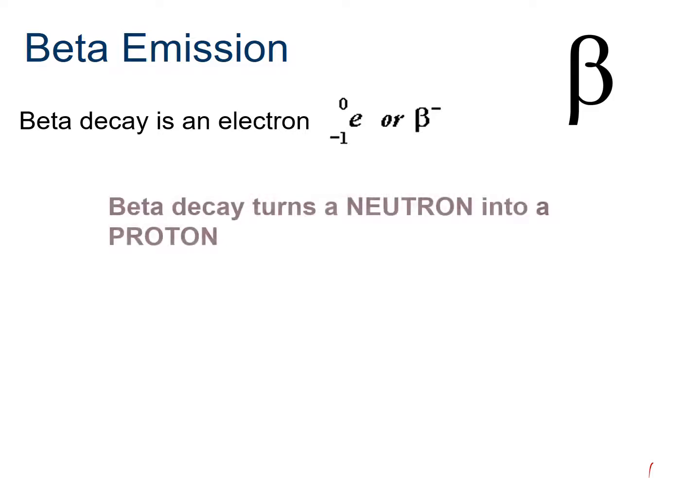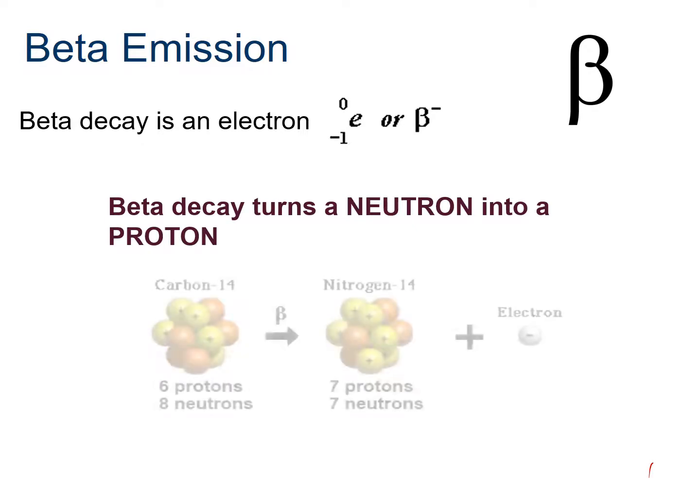So now looking at beta emission. Beta decay involves the emission of an electron. Beta particles, an electron of course. Note its numbers, 0 and minus 1. In beta decay, a neutron within the nucleus decays into a proton plus an electron.